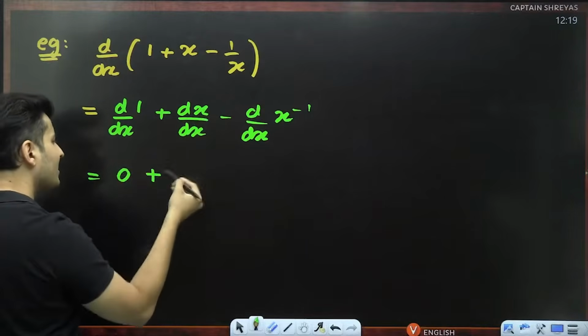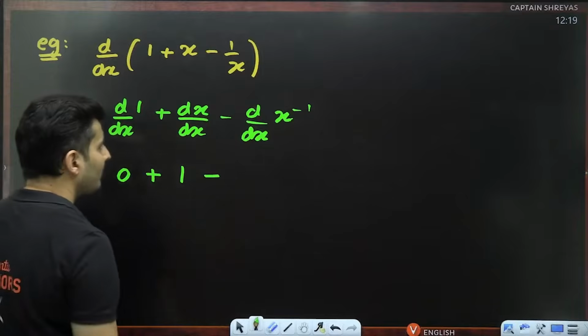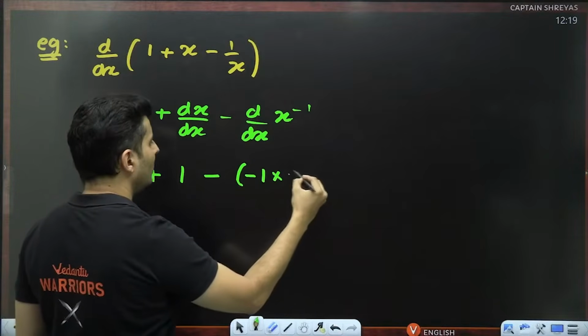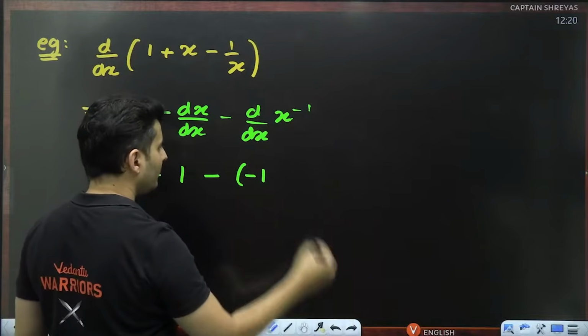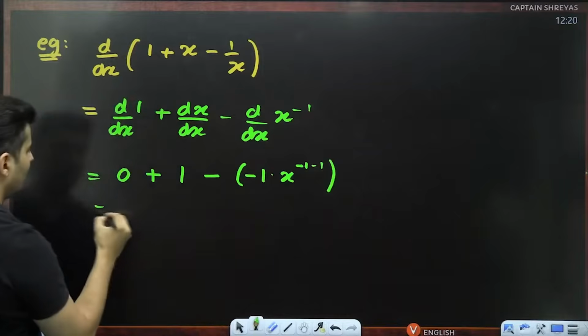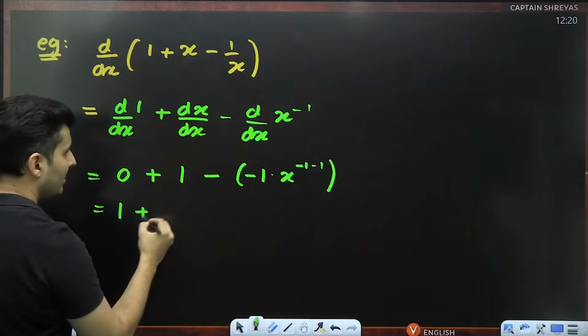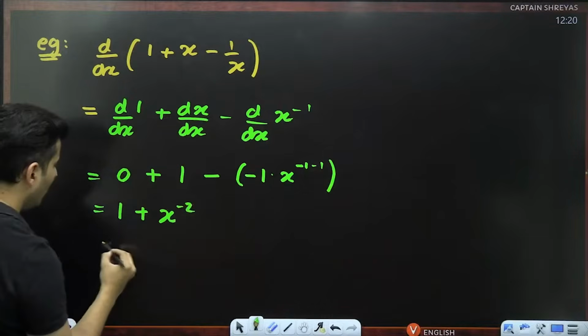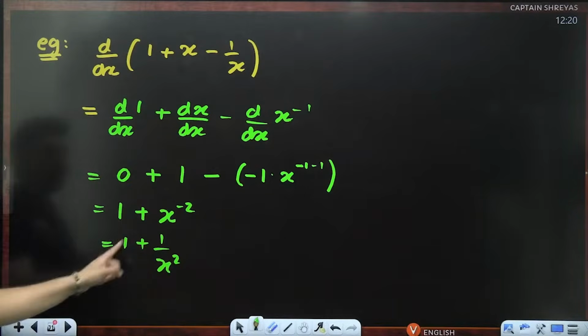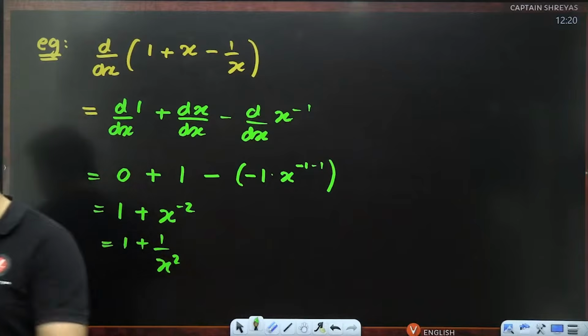Dx by dx cancels, it becomes just 1, minus, here this minus 1 will come as it is, into x raised to minus 1 minus 1. That's it. So this will become 1 minus minus plus x raised to minus 2, which is 1 plus 1 by x square. That is the answer. 1 plus 1 by x square is the answer.